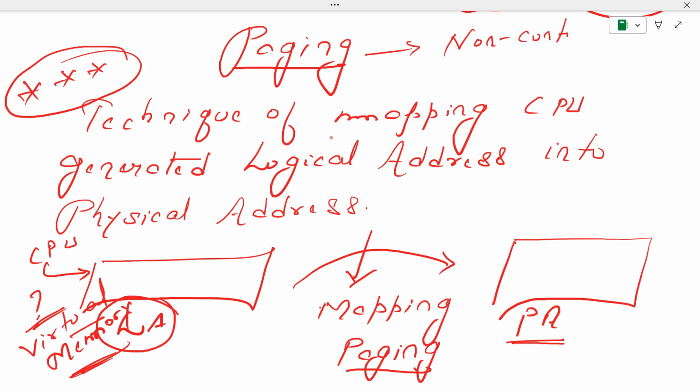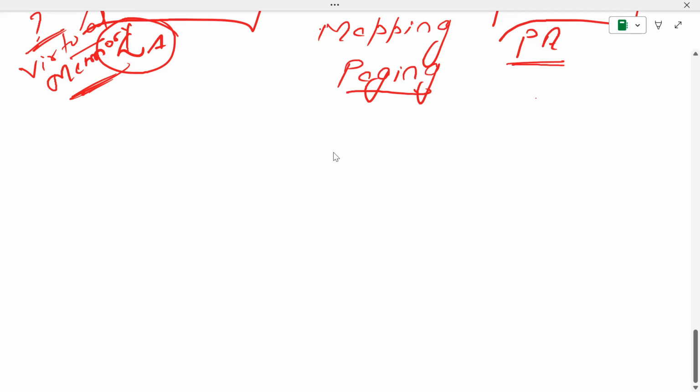So we will just focus on that topic, because how the CPU generates virtual memory addresses, and why it generates virtual addresses and not just physical memory addresses, all comes under the virtual memory section. Here we are just discussing non-contiguous memory allocation techniques. So let's focus on this. This mapping of logical address to physical address is done by paging, and paging is implemented at the hardware level.